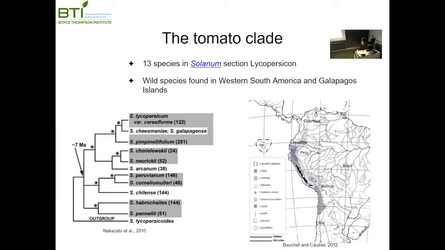Let's see if I can get this thing to work. Maybe this, there we go. So here, there are also 2 species that are found in the Galapagos Islands. This is a little bit blurry, Galapagense and Cheesemanii, which are found solely in the Galapagos Islands.